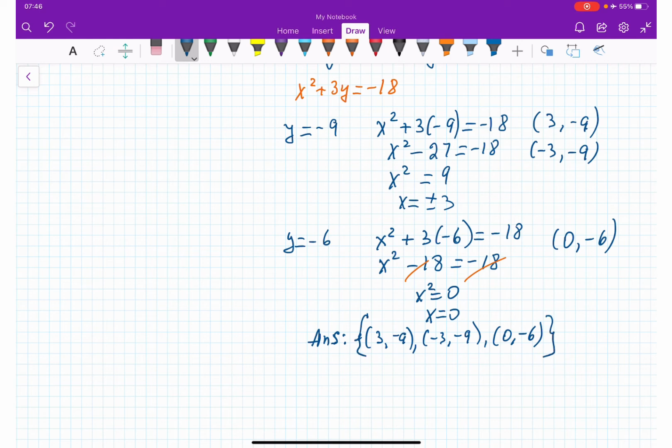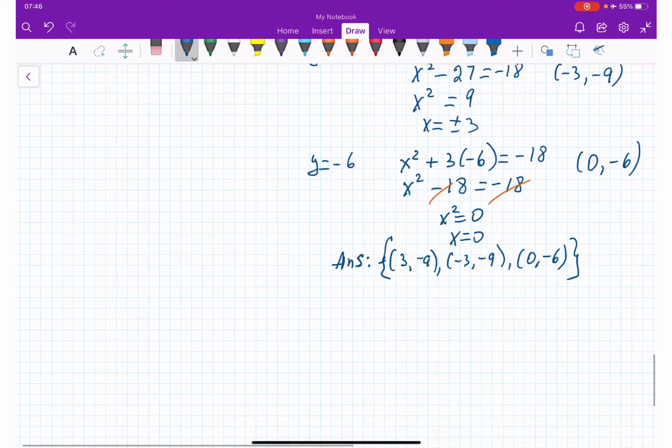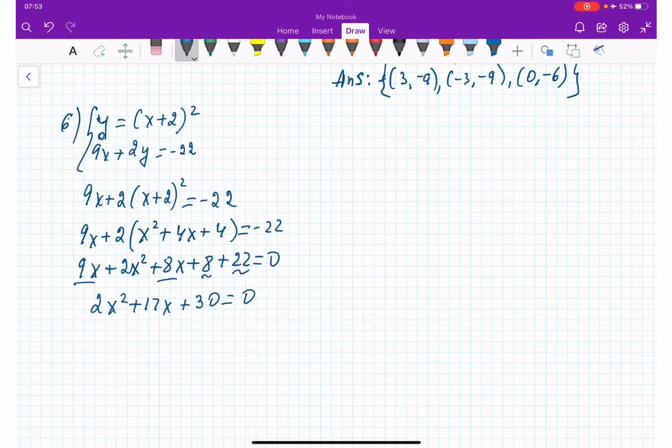Question number 6. Okay? What do we have? Y is equal x plus 2 squared. I'm going to solve this quadratic equation with the method of discriminant. So you can break it down if you want. I don't like to guess. So I'm going to solve this way.